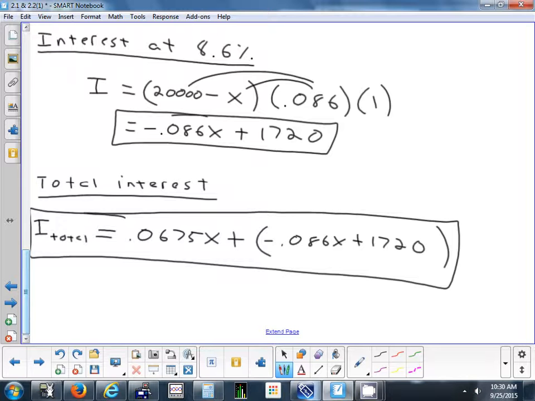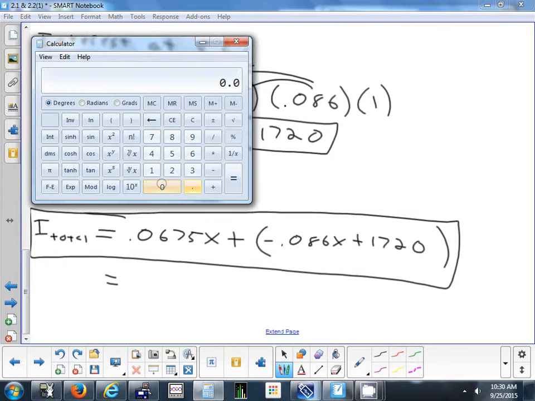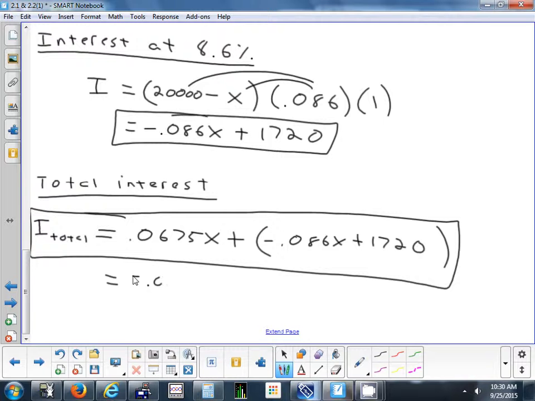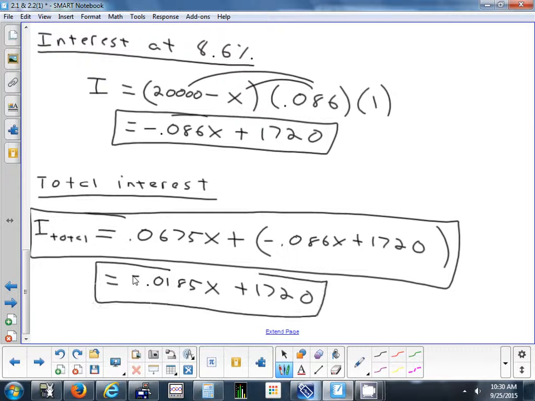The only thing we could do if we wanted, we could combine some like terms. So we've got 0.0675 minus 0.086. So that leaves me with negative 0.0185x plus 1720. So if you wanted a little bit simpler, we could go with that. And there's an algebraic representation for the amount of interest that Bill will earn.